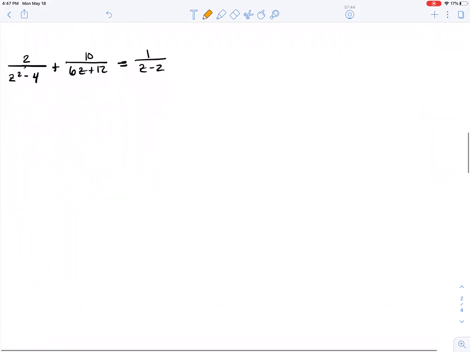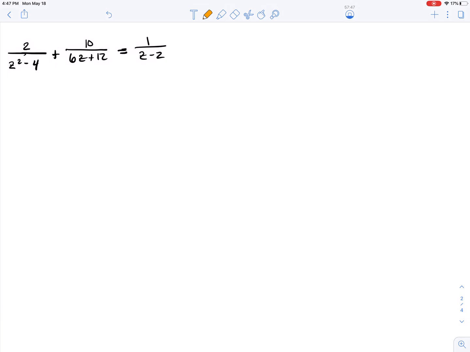Let's look at another example, one a little more complicated. 2 divided by z squared minus 4 plus 10 divided by 6z plus 12 equals 1 over z minus 2. So the first thing we need to do is factor each denominator. I have a perfect square, so that becomes z minus 2, z plus 2. Can I factor 6z plus 12? Yes, there's commonality with 6. So I take my 6 out, I get z plus 2, and 1 over z minus 2. That's as low as it'll go for the right side.